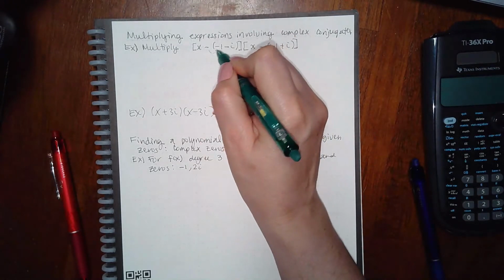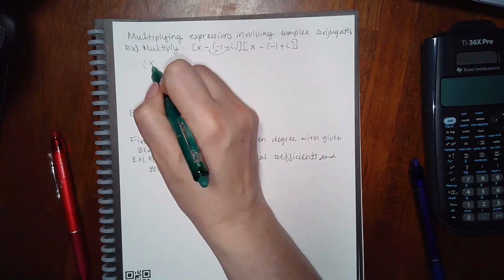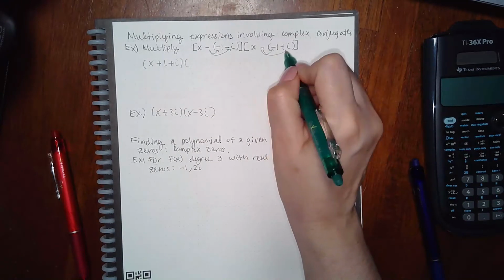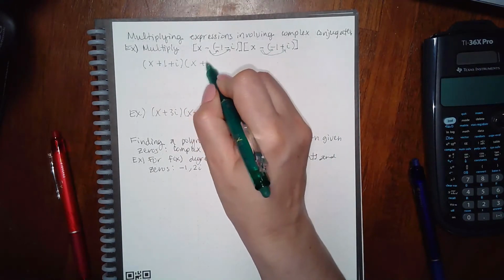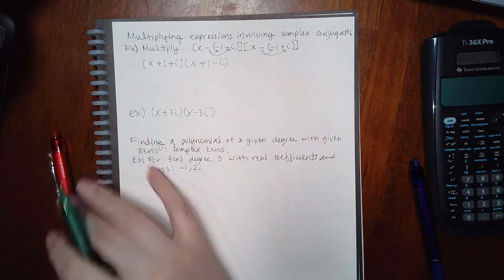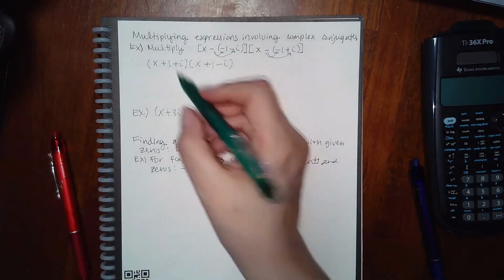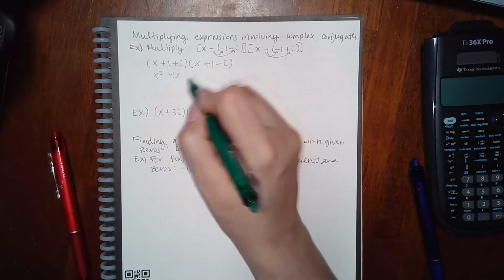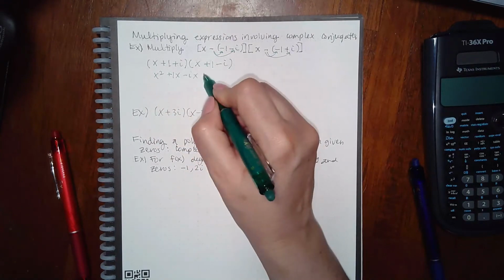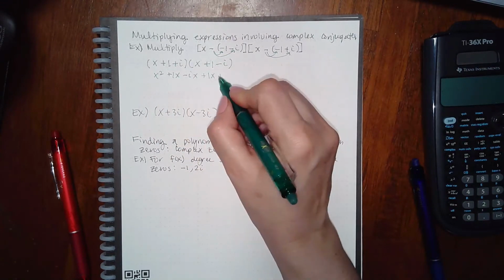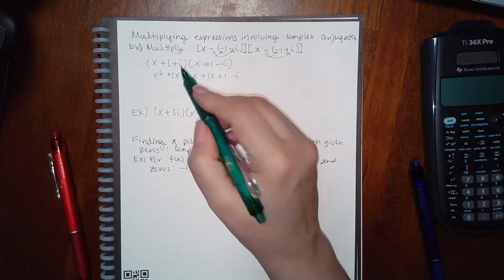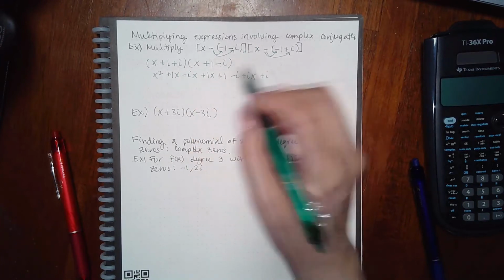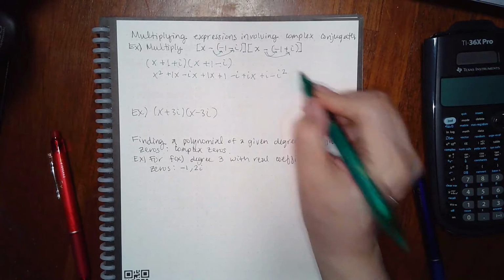So if I distribute this minus, this first factor becomes x plus 1 plus i. If I distribute the minus here, I get x plus 1 minus i. And then if I just FOIL everything out, it'll play out what it's supposed to do. So that's positive 1x minus ix, positive 1x, positive 1, negative i, positive ix, positive i, negative i squared.